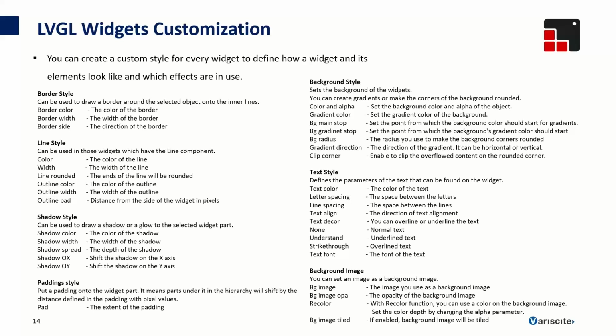You can have also some padding between the objects. You have the background in terms of colors, alpha blending, the gradient if you like, the background main gradient and radius features to manage more nice visual effects. You can clip the corner. For the text, you can manage, of course, the color, the spacing between the letters, the spacing between the lines, the alignment, the decoration, and then you can also define if you want your text to be striped, to be underlined, or whatever. And of course, you can define the text font.